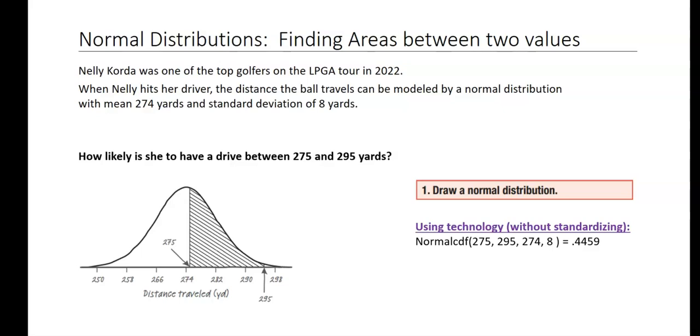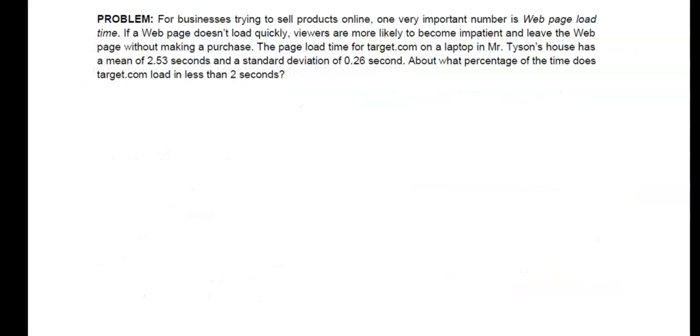You could use technology without standardizing, without getting z-scores. I probably do that usually. About 45% of Nellie's drives are between 275 and 295. Okay, that's the lesson. Let's work a few of these problems so you're ready.